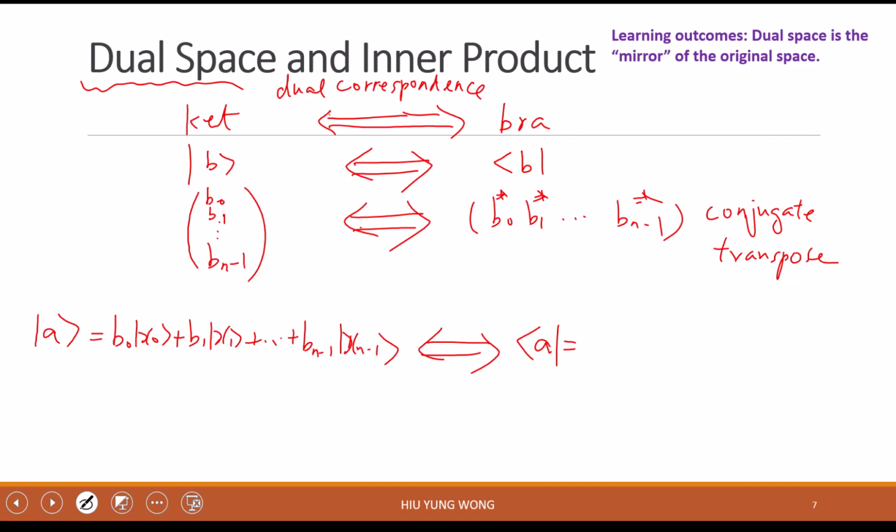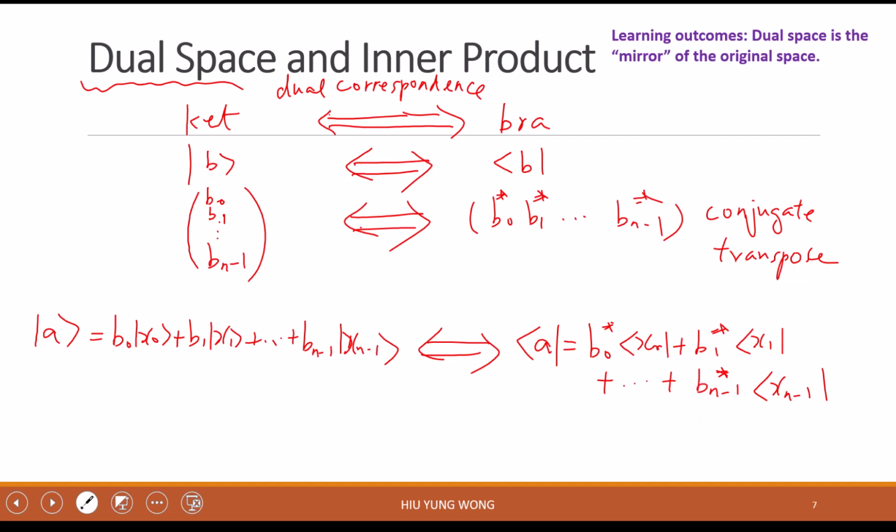So basically, I will just say B0 star x0, the bra version of x0, plus B1 star x1, plus all the way to Bn minus 1 star xn minus 1. That's it. So for any vector in this n-dimensional space, its corresponding bra version is this, the dual correspondence.